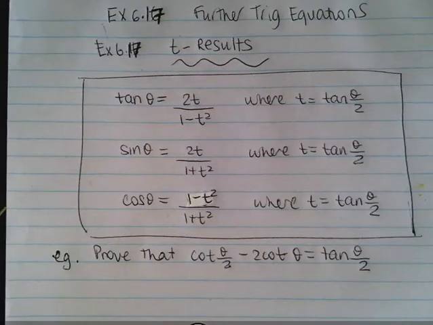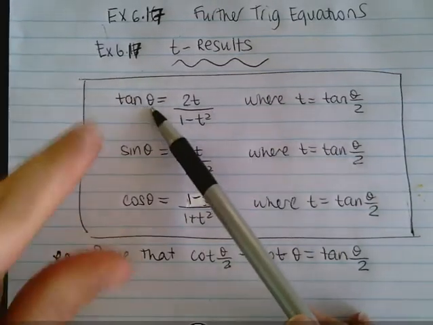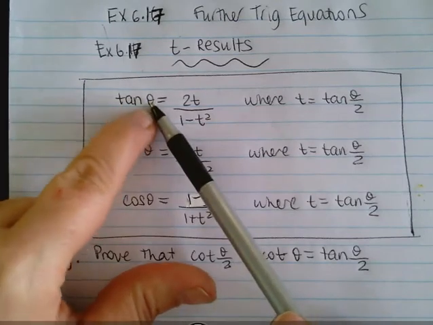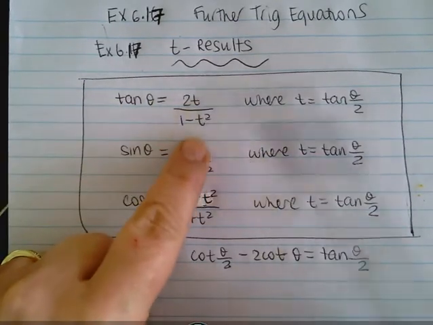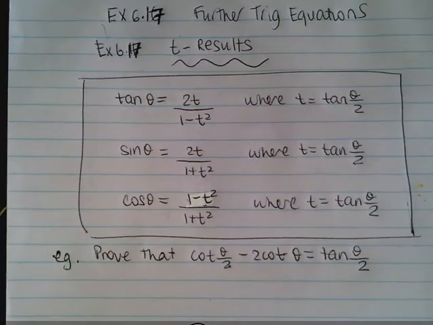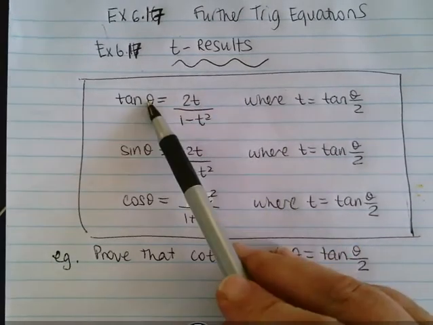T results. We can use T results for a couple of things. So there's the 3 T results there. It's really important every time you do your T result, the angle on the left, like the tan theta, on the right, it'll be tan theta on 2. The angle on the right's always half of what it is. Whenever you're using T results, you have to define what the T is, and it's always half of what's out the front, okay?